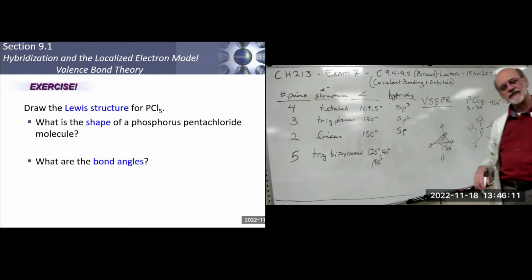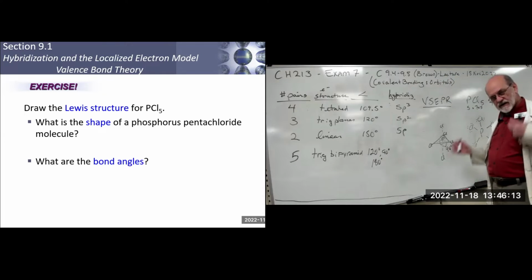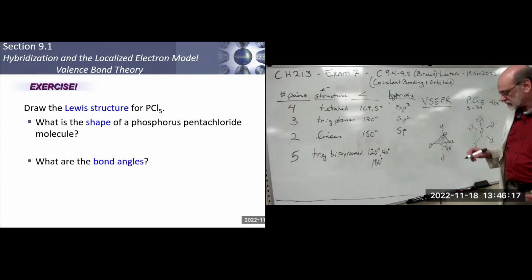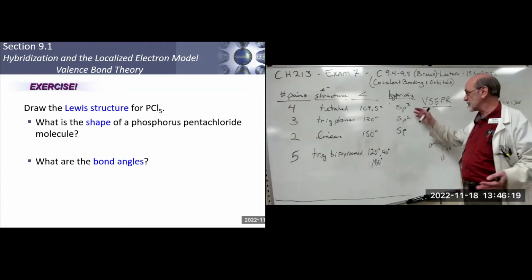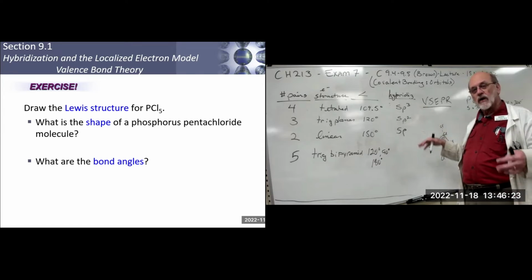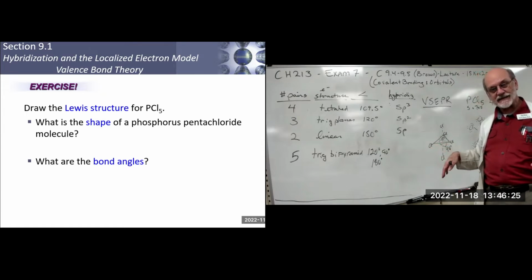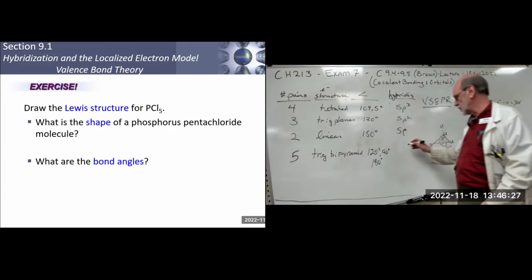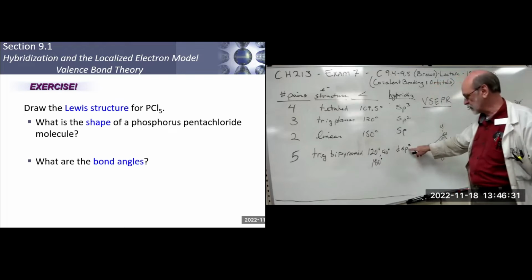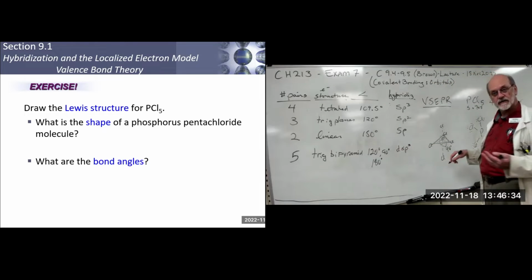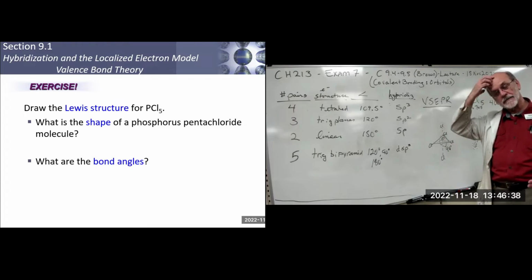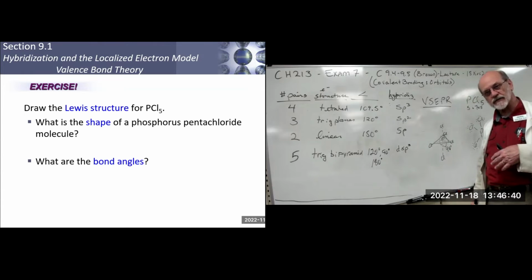So what kind of hybridization can you conceive of to make that possible? Well, we've used up all of our s's and p's. sp3 won't do it. That's tetrahedral. So we have to go to d's. We have to add in a d orbital. That gives us 5 hybrid orbitals, which accounts for all of the chlorine atoms bonded to the phosphorus.